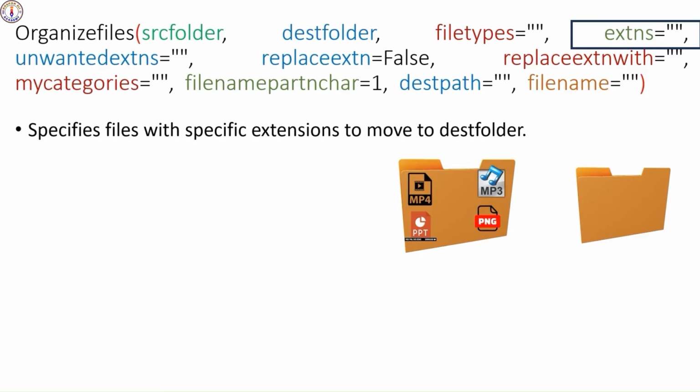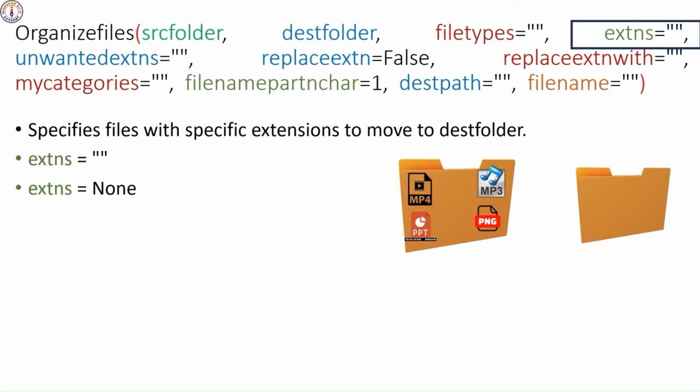Sometimes we do not want all kinds of videos. We may need to move only MP4 videos or MP3 audios. Then use this parameter. The default value is an empty string. If it is empty or has a none value, no files will be moved, provided the file type parameter is also none or empty. Remember, both the file types and extn work in coordination.